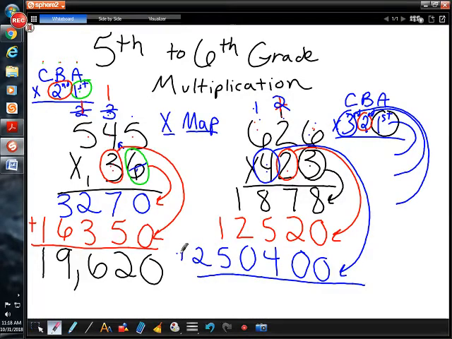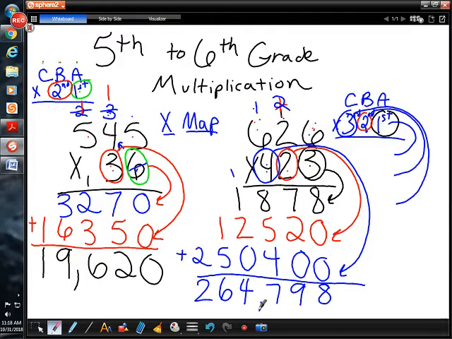And then we add, because we basically just did 3 multiplication problems. We got to add all our answers together. So our answer is 264,798.